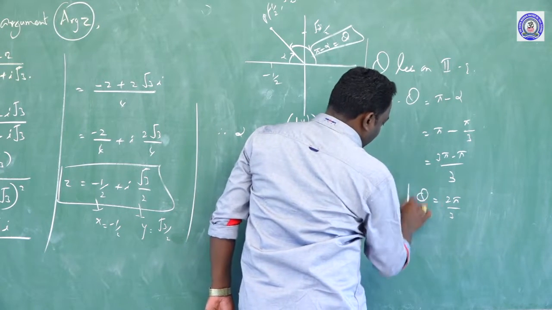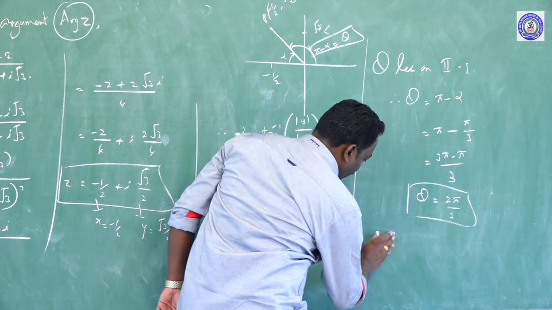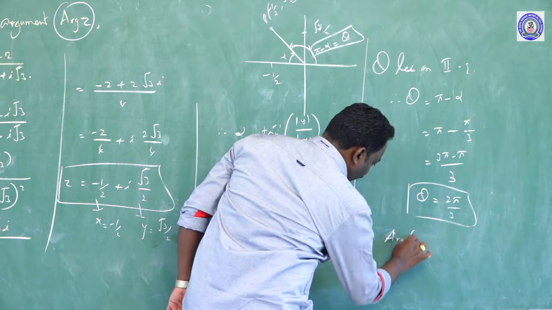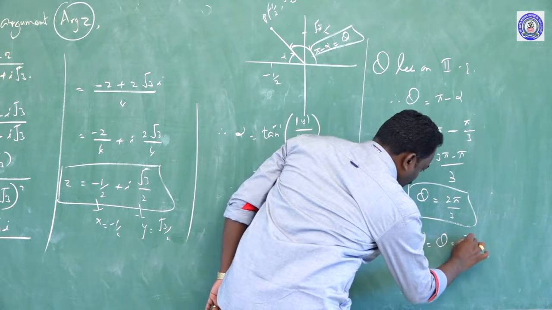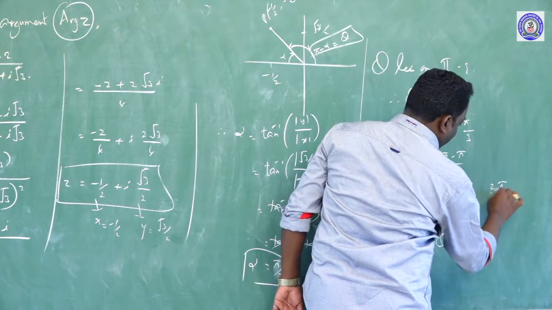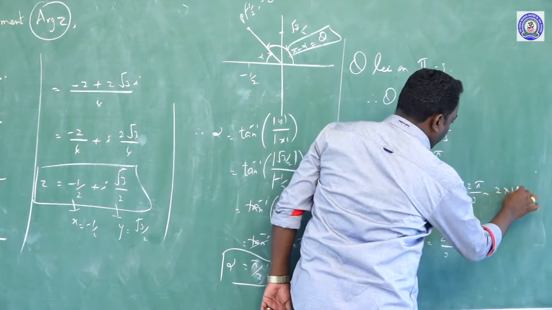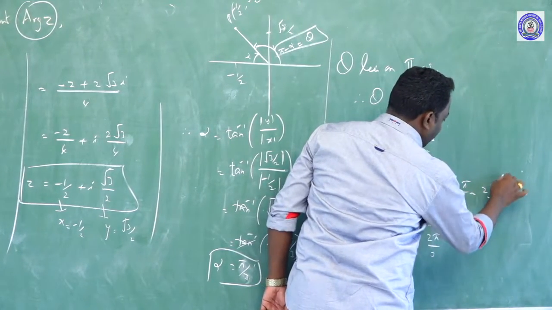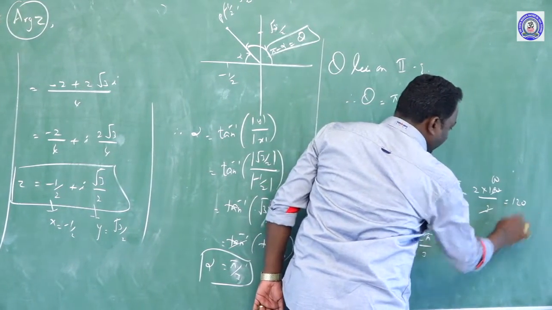That is called theta. Theta is called the argument of z, that is, theta equals 2 pi by 3. Therefore, it is 2 into pi by 3, that is equal to 2 into 180 by 3, cancel, it is 60, that is equal to 120.